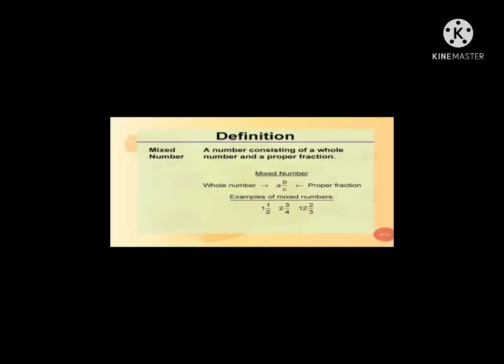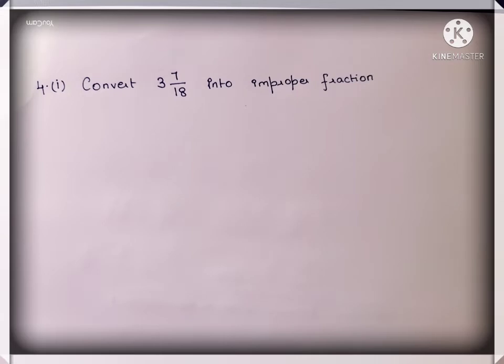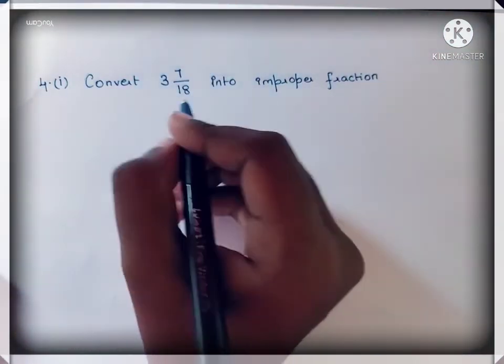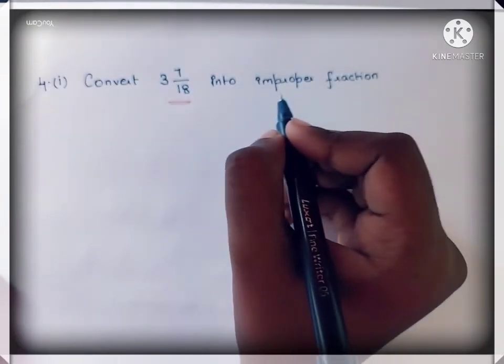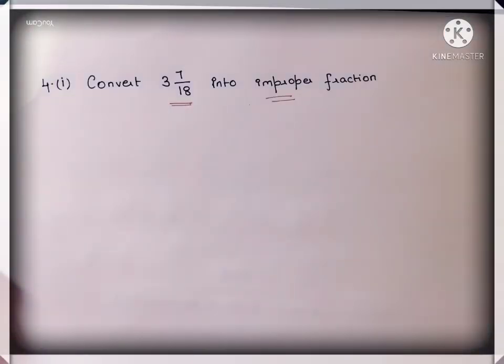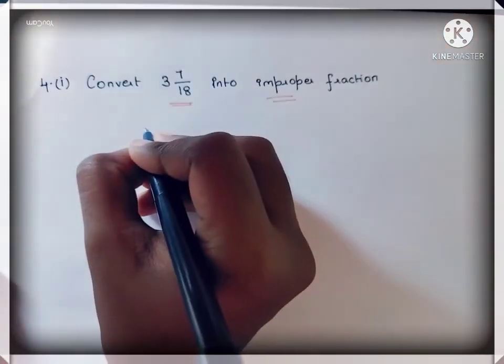A mixed fraction is nothing but a fraction consisting of a whole number and a proper fraction beside it. Some examples of mixed fractions are 1 1 by 2, 2 3 by 4 and 12 2 by 3. These are a few examples of mixed fractions. Now let us see a few problems based on these mixed fractions. The fourth question of exercise 1.1 is given as convert the mixed fraction into an improper fraction, and the mixed fraction given to us is 3 7 by 18.